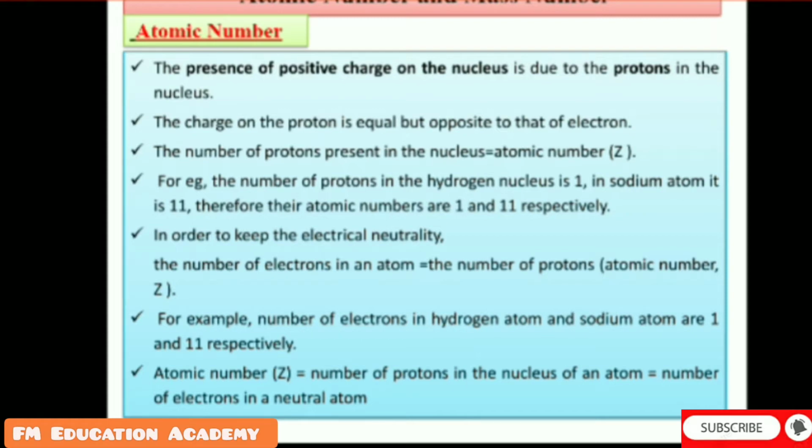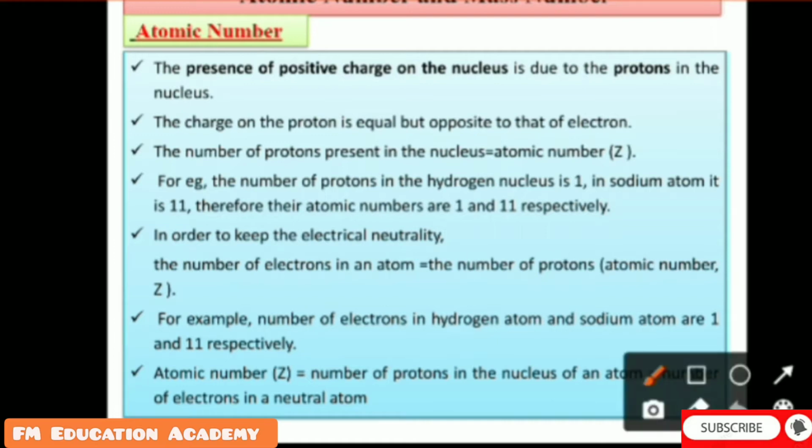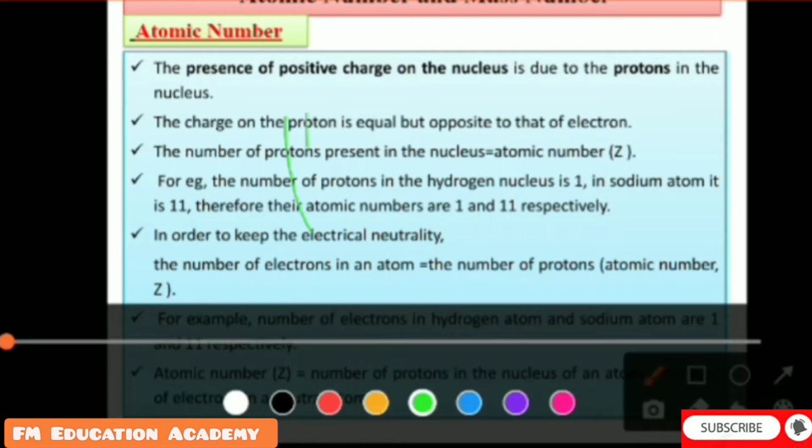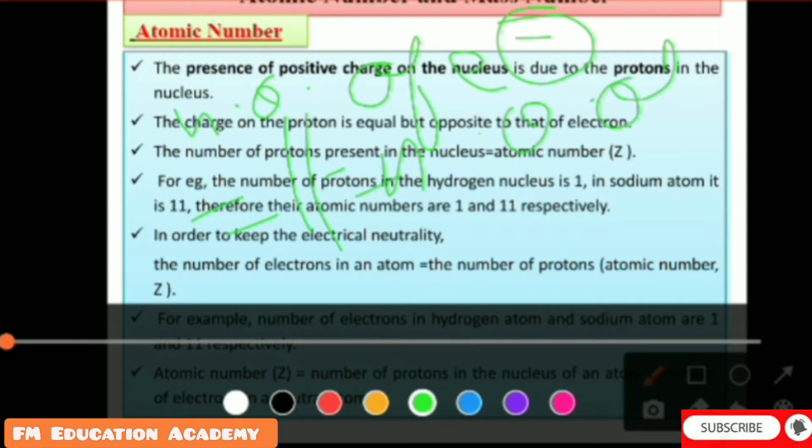That is, if the number of electrons in a hydrogen atom is 1, the number of protons in the hydrogen atom is 1, and the atomic number will also be 1. Similarly, in sodium, if the number of electrons is 11, then the number of protons will also be 11, and that will be equal to the atomic number Z. So this is about atomic number.